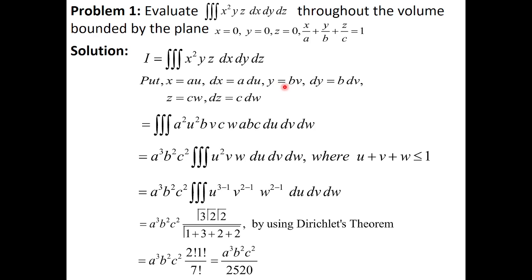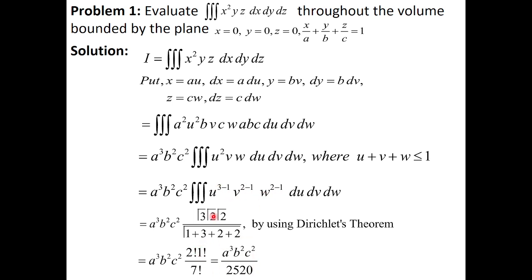So by using this, x by a equals u means x equals a u, so dx equals a du. y by b equals v, so dy equals b dv. Likewise we have found all the values. Now replace x square yz by these values, and dx dy dz also. So this will look like this. A, B, C are some constants, they will remain as they are. Now write down the powers in the form 2 as 3 minus 1. Its power is 1, so this is 2 minus 1, this is 2 minus 1. So alpha, beta, gamma. So this can be written by using Dirichlet theorem as gamma of 3, gamma of 2 divided by gamma of 3 plus 2 plus 2 plus 1. Further you can evaluate the value.